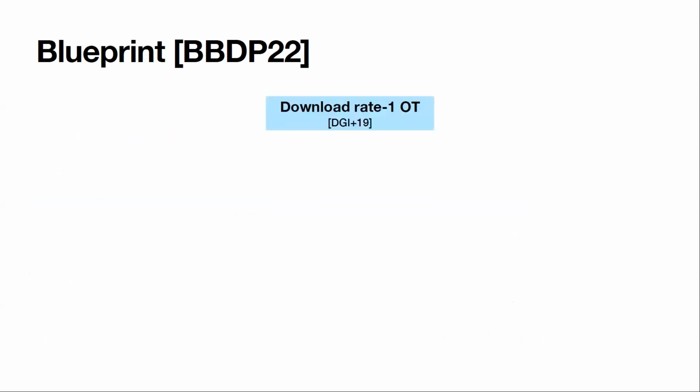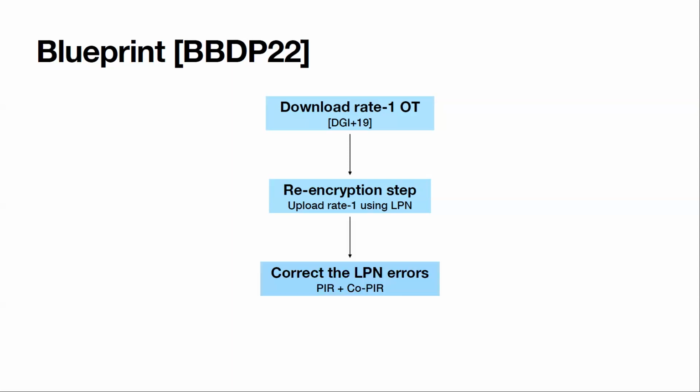At a very high level, they start with download rate 1 OT, which can be built from a rate 1 linear homomorphic encryption scheme. And this is an OT scheme where the sender's message has already optimal size, but the receiver's message is still large. Then they show how to use LPN to do a re-encryption step that compresses the receiver's message down to rate 1. And finally, they're using the LPN assumption, so this introduces some errors in the receiver's output. And they show how to combine PIR and co-PIR to correct this.